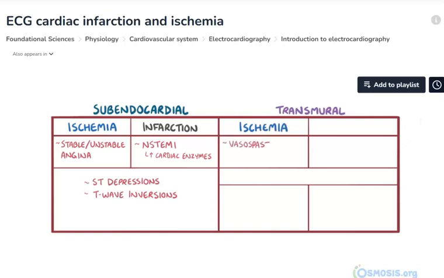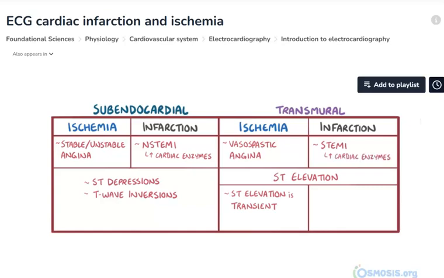Transmural ischemia can reflect vasospastic angina, whereas transmural infarction leads to a STEMI, and this causes ST elevation on an ECG. The key difference is that with vasospastic angina, the ST elevation is transient, and with a STEMI, there are elevated cardiac enzymes in the blood. Additionally, with a STEMI, the ECG can show T-wave inversions and hyperacute T waves, as well as pathologic Q waves.